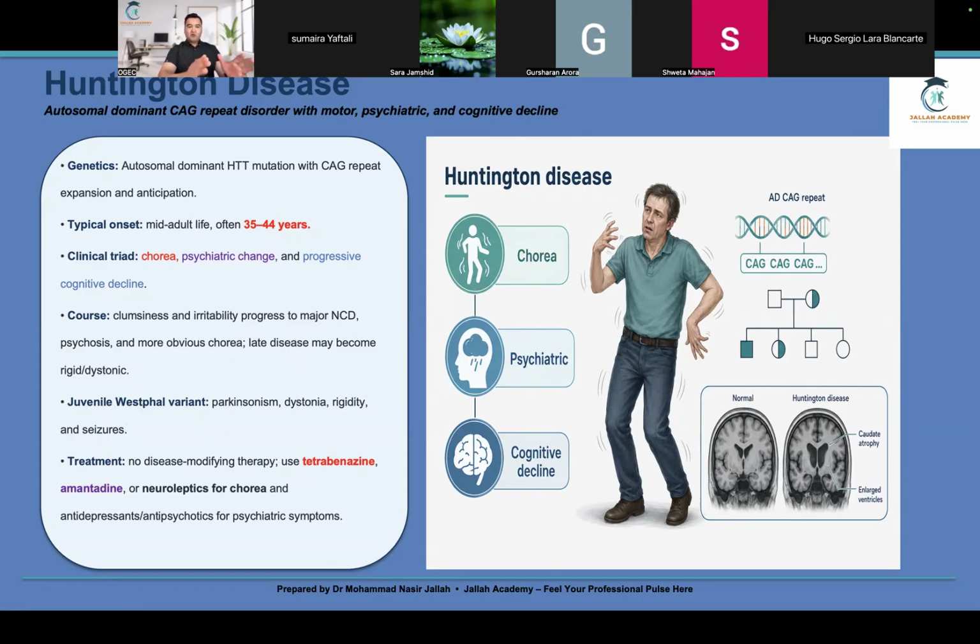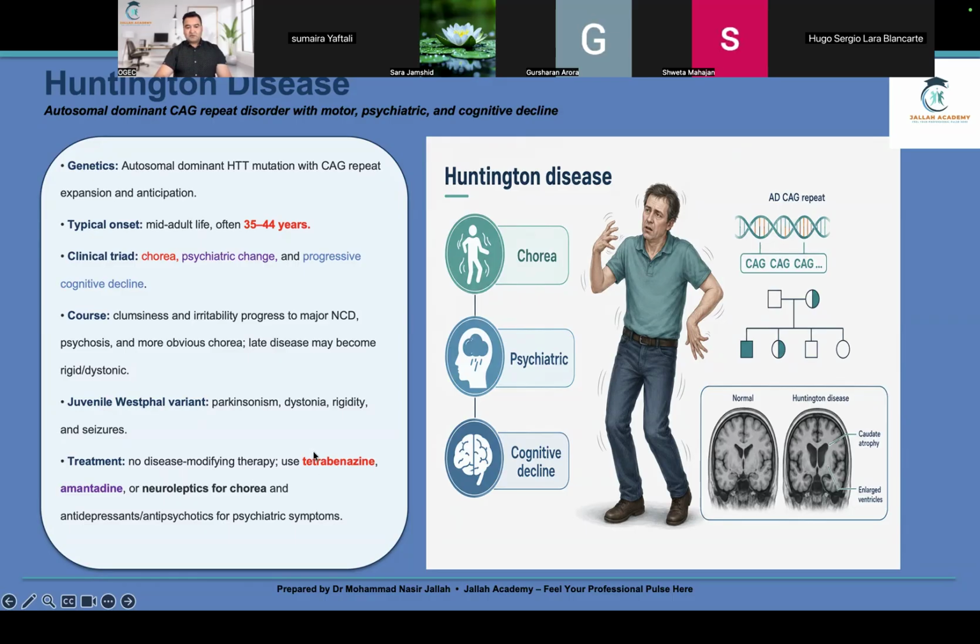years of age, because we say that Huntington disease usually happens in young adults, 35 to 45, in this window of 9 to 10 years, right? 35 to 44 or 45, which is 9 to 10 years. But if it happens at a younger age, younger than 35, like less than 20 years of age, and the patient not only has that, the patient has Parkinsonism, dystonia, rigidity, and seizure, then it will be juvenile Westphal variant.